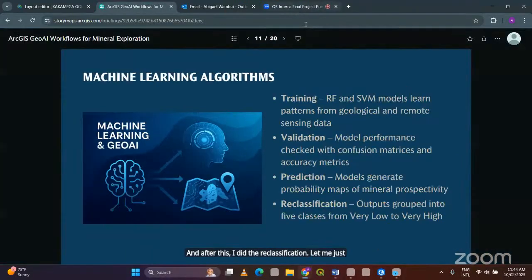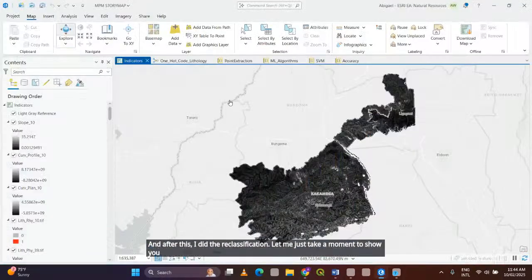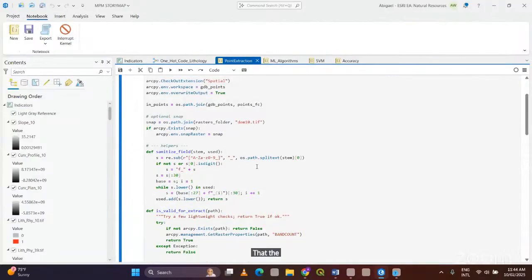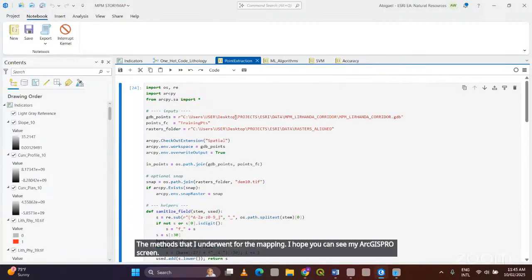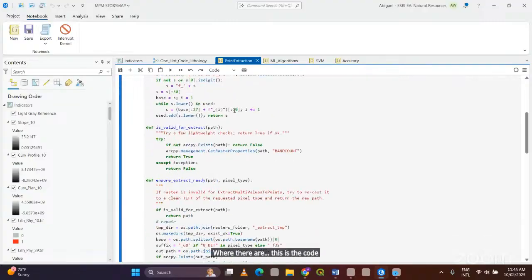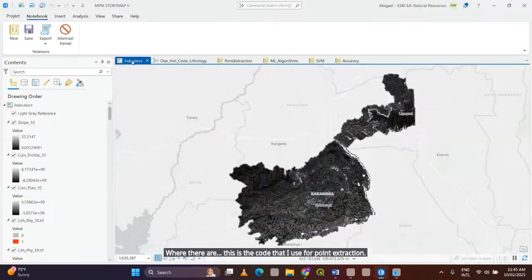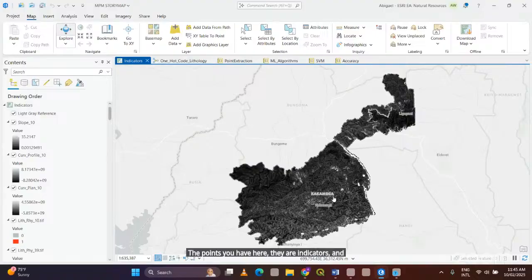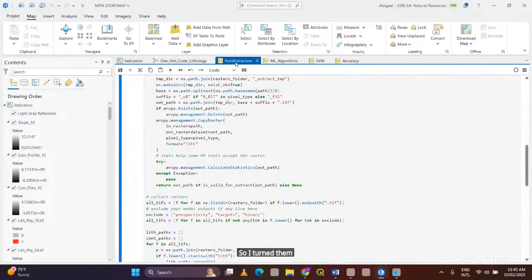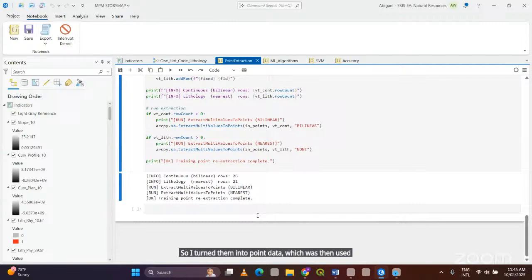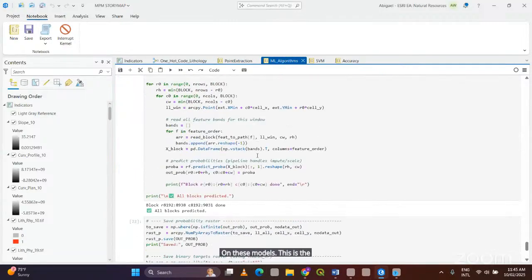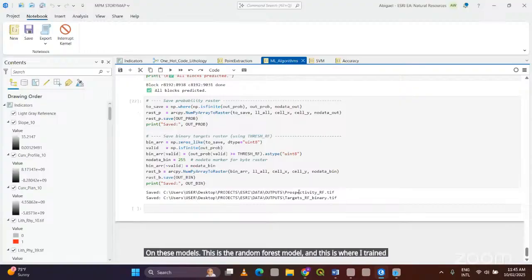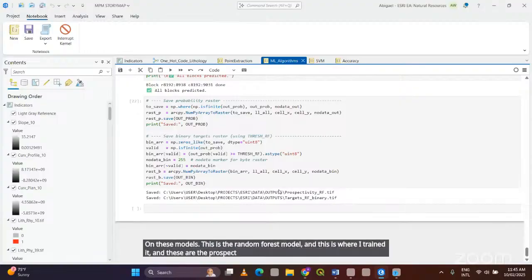Let me just take a moment to show you the methods that I underwent for the mapping. I hope you can see my ArcGIS Pro screen, where this is the code that I use for point extraction. The points you have here, they are indicators and they are in raster form. So I turned them into point data, which was then used. After extracting this data, I trained them on these models. This is the random forest model, and this is where I trained it, and these are the prospectivity rasters that I obtained at the end.